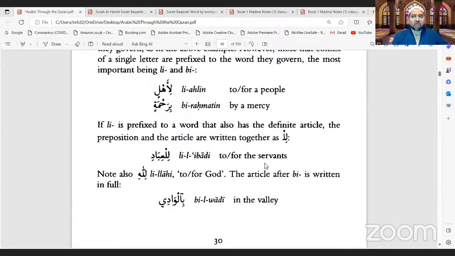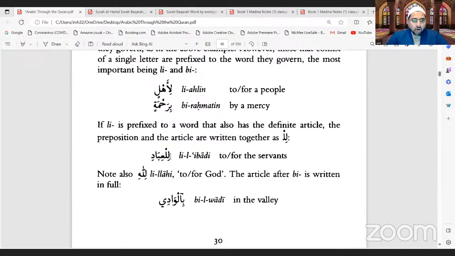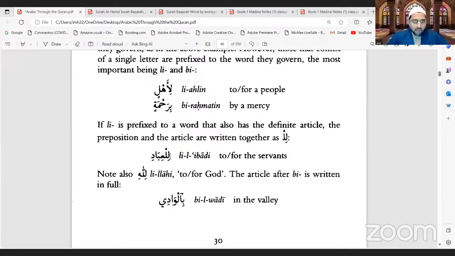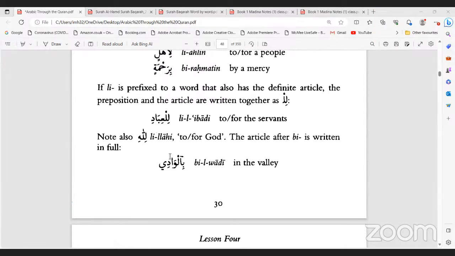If I remove the li and put an alif there, which has been dropped, it's al ibadu. So hamzatul wasl. The alif of alif lam has been dropped. So al ibadu means the servants. The alif is dropped and it becomes lil ibadi. So lil ibadi means for the servants of Allah subhanahu wa ta'ala.